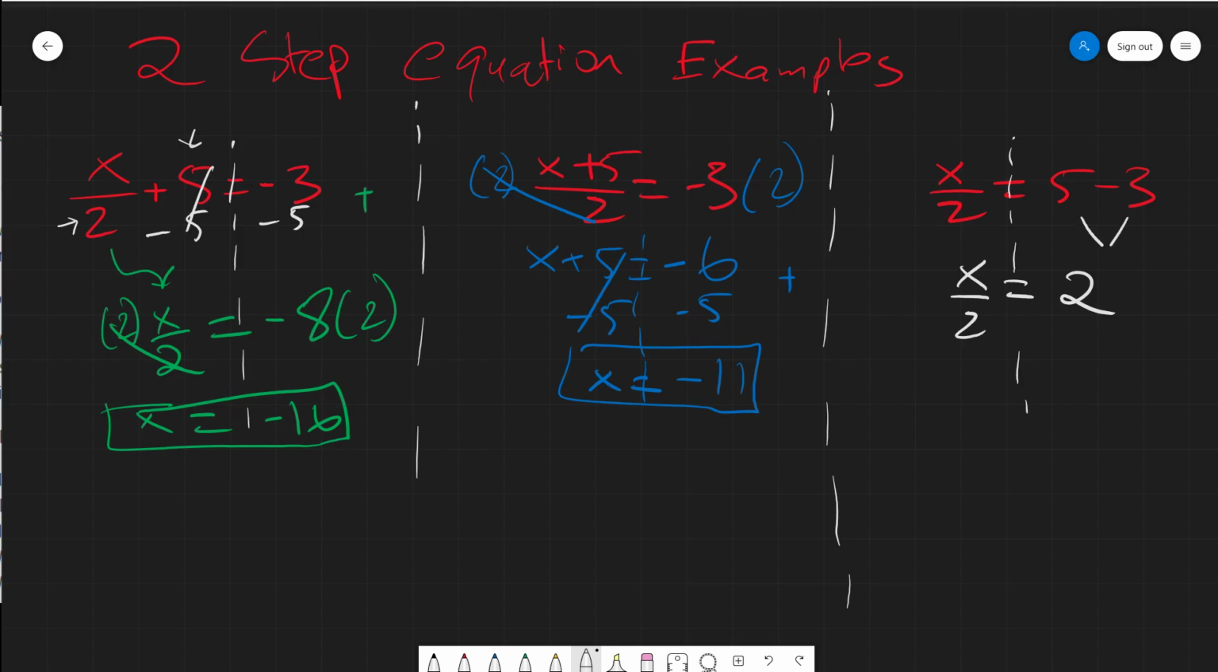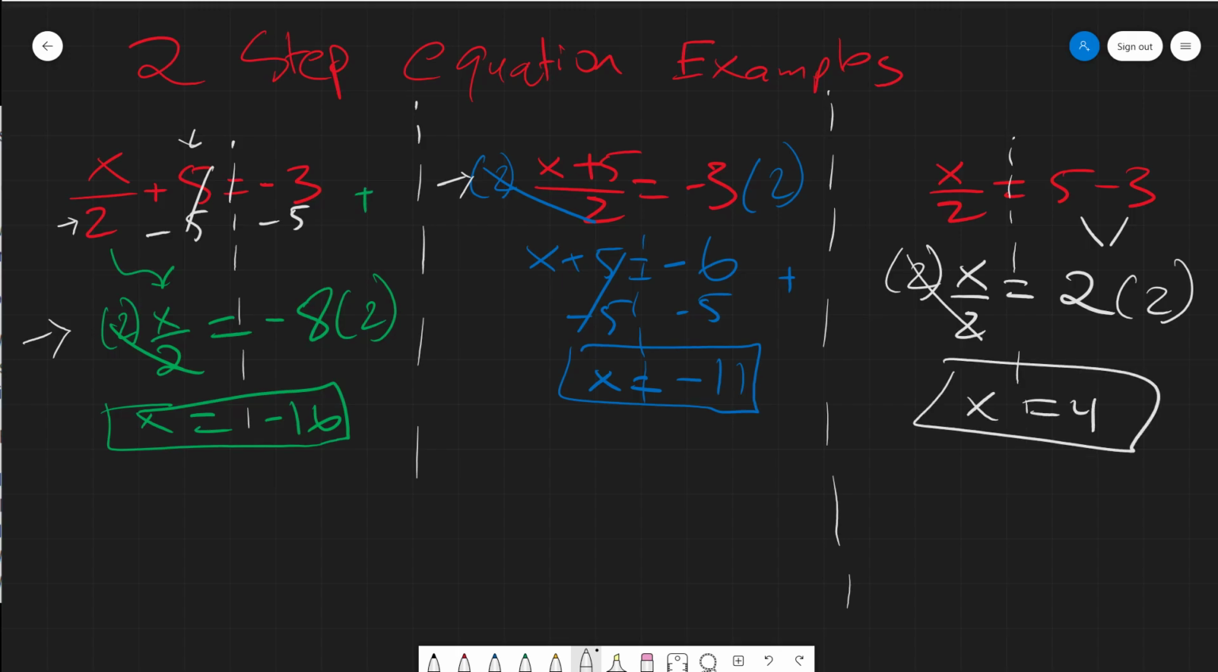So just like the first equation, I still am doing that step. I still am doing that times 2 step in every problem, but now I get to do it at the end, just like that first one. Opposite of dividing by 2 is multiplying by 2. Get to do it to both sides to balance. And x is equal to 4. So 3 similar looking problems, but 3 different answers.